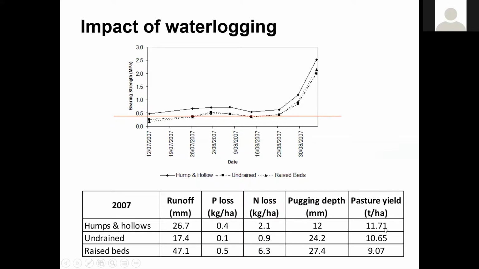And not only that, the pasture yield was better on that again. The pasture yield on the raised beds was a combination of the tops of the beds and also the drains as well, which yielded much less obviously than what the tops did. But the humps and hollows tended to be the best one from a pasture yield point of view, and from those other management characteristics that we were trying to get from trying to prevent that waterlogging occurring.